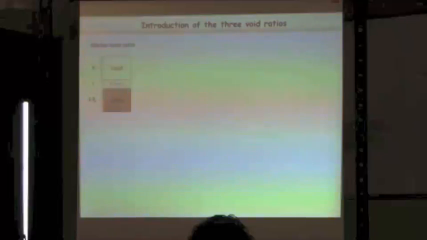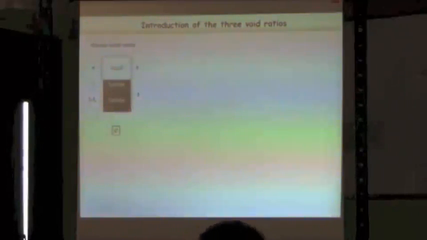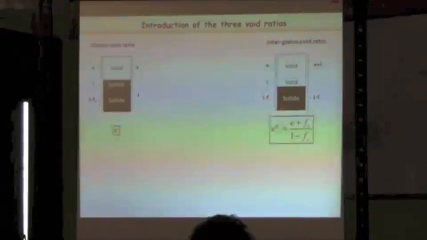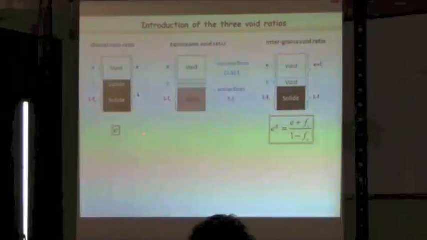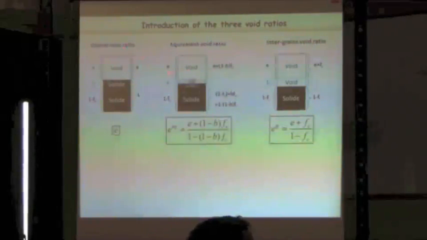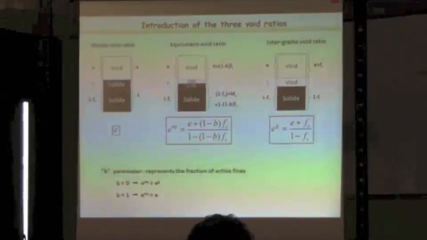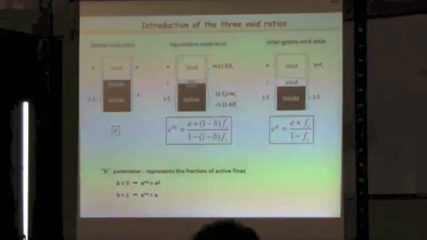To summarize these three parameters: in the global void ratio the fines are considered as solid. In the intergranular void ratio, the fines are considered as void. In the equivalent void ratio, the fines are divided in two parts: one part considered as void, and a second part considered as solid. To calculate this equivalent void ratio, we have to determine the parameter b, which represents the fraction of active fines. This is the challenge in this work.